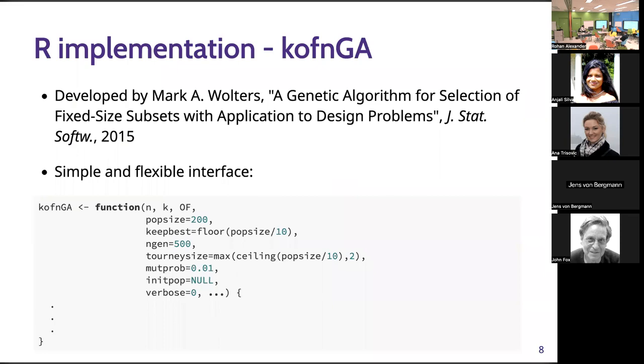Okay, in terms of the R implementation, there was an existing package, thankfully, that checked many of the boxes we were looking for in terms of the kind of optimization we were interested in. In particular, this paper here by Mark Waters on the genetic algorithm. It was a fairly neat and simple function, very flexible. I didn't put all the code, but really the user only needs to provide 3 parameters: n, k, and the objective function, which is to be defined in pure R.